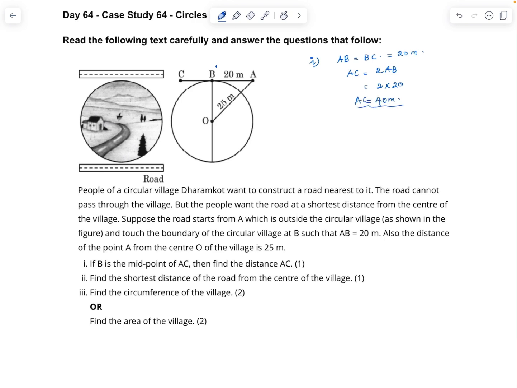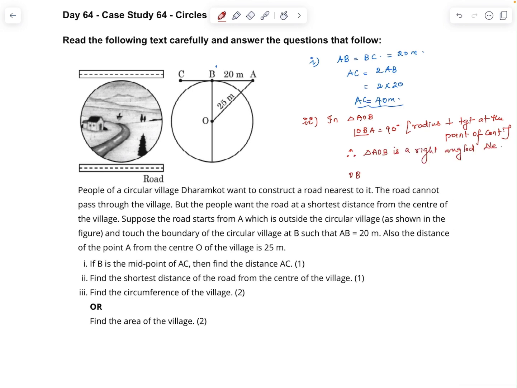Question 2. Find the shortest distance of the road from the center of the village. The shortest distance is always the perpendicular from the center to the point B. Let's consider the triangle AOB. Angle OBA is 90 degree, since radius is perpendicular to tangent at the point of contact. Therefore, triangle AOB is a right angle triangle.